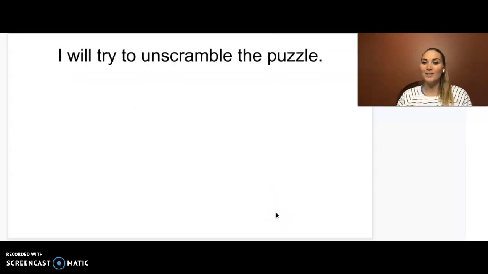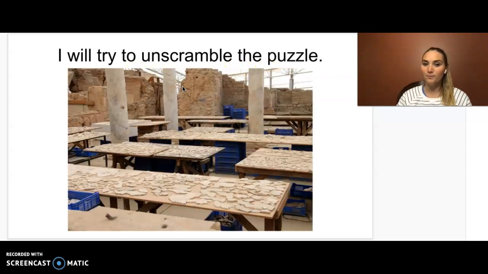Whisper read the sentence to yourself. I will try to unscramble the puzzle. Do you spot the prefix in this sentence? The word unscramble is using the prefix un. I will try to unscramble the puzzle. So if we're doing the opposite, to not scramble, it means we might try and put the puzzle together.